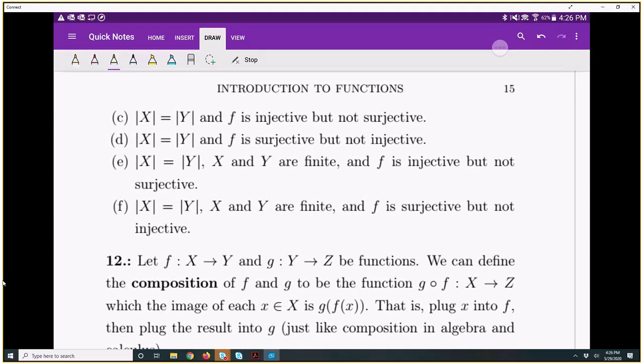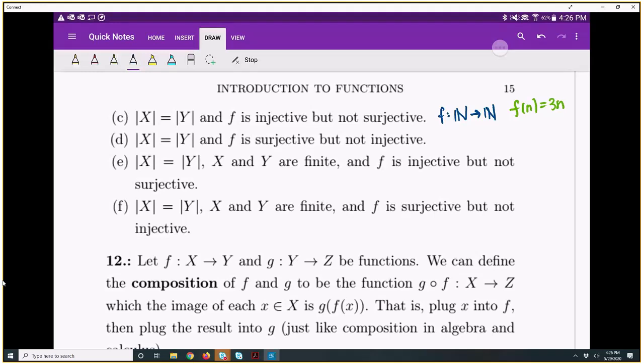What about if the cardinality of x and y are equal? Then can f be injective but not surjective? Well, we also had an example of this. We took a function from the natural numbers to the natural numbers. Certainly their cardinalities are equal because they're the same set, but we sent f of n to 3 times n. So the range is only the multiples of 3, not the full codomain, so it's not surjective. What about if the cardinalities of x and y are equal and f is surjective but not injective?